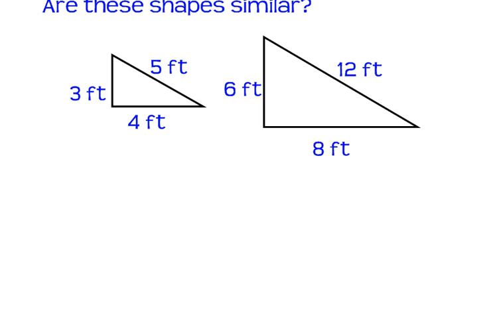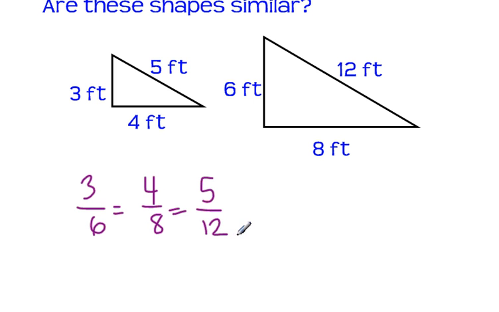Now here's a question about, are these shapes similar? The way that we figure out if shapes are similar is we write a comparison of their corresponding sides. If these were similar, I should be able to write a series of ratios, 3 and 6, so this shortest side to the shortest side, and 4 to 8, and the longest side to the longest side, 5 to 12. And now I'm going to check to see if this is a true statement.